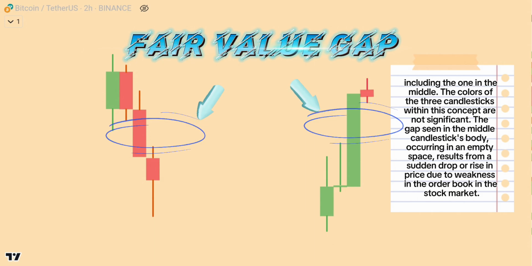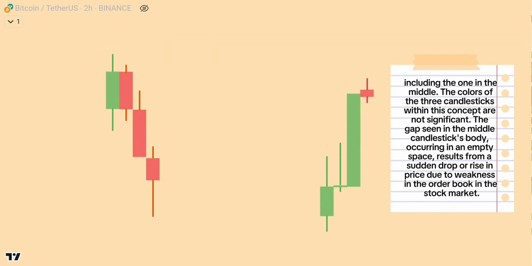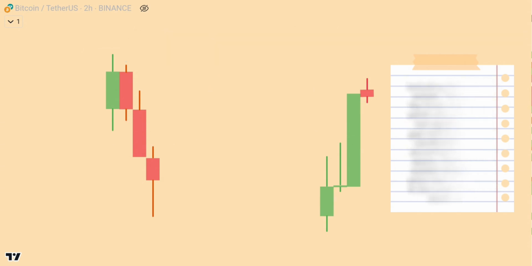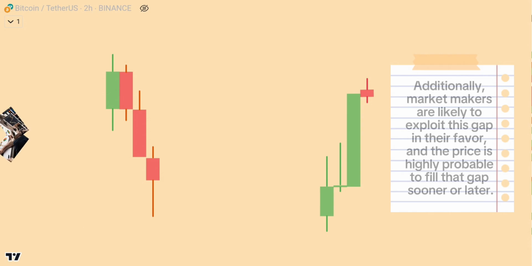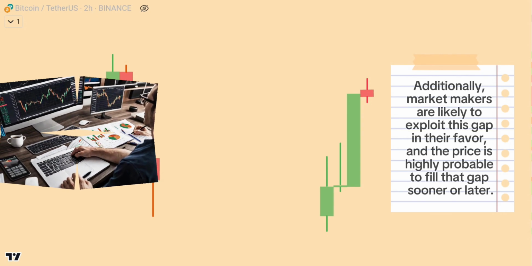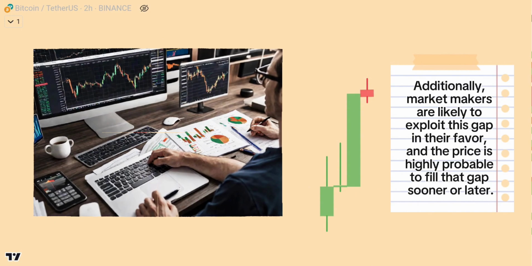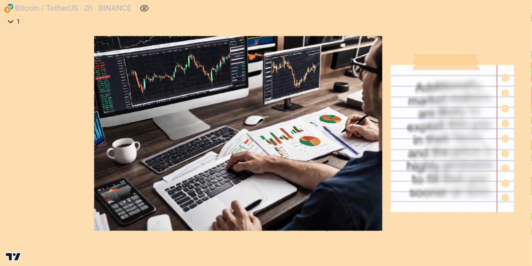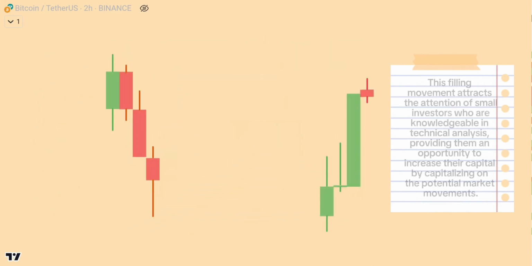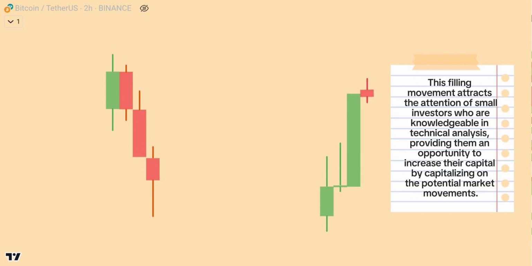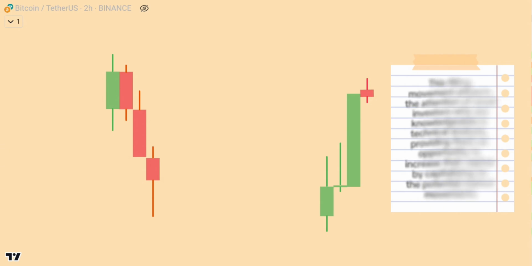The gap seen in the middle candlestick's body, occurring in an empty space, results from a sudden drop or rise in price due to weakness in the order book in the stock market. Additionally, market makers are likely to exploit this gap in their favor, and the price is highly probable to fill that gap sooner or later. This filling movement attracts the attention of small investors who are knowledgeable in technical analysis, providing them an opportunity to increase their capital by capitalizing on the potential market movements.